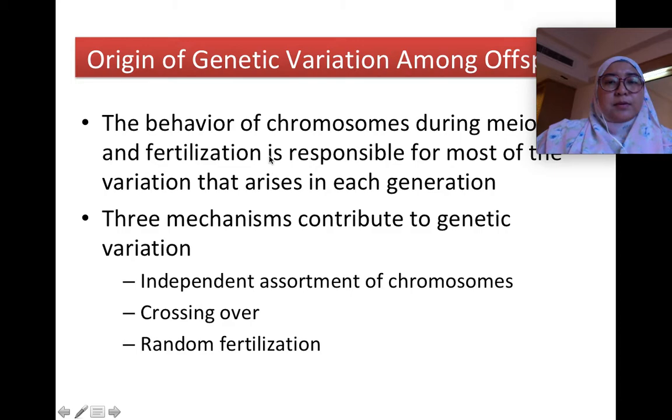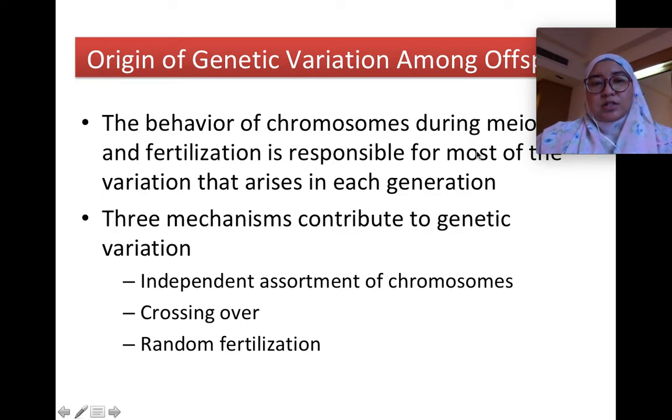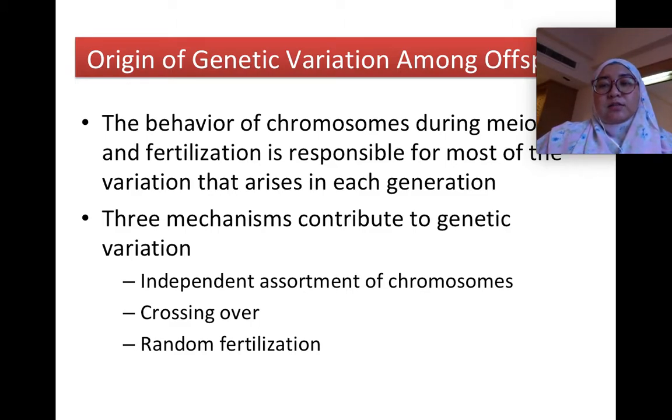The behavior of chromosomes during meiosis and fertilization is responsible for most of the variation that arises in each generation, and three mechanisms contribute to genetic variation. So we have a mechanism in order to maintain this variation in our genetic material. First is independent assortment of chromosomes during metaphase 1. Second mechanism is the crossing over bila prophase 1.